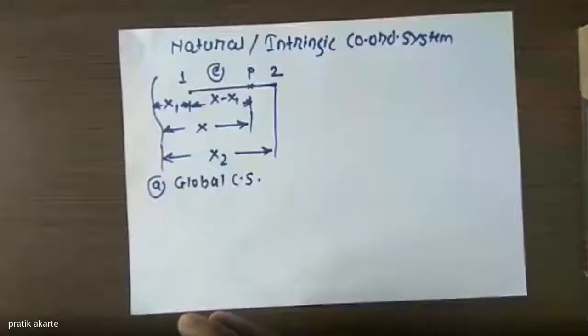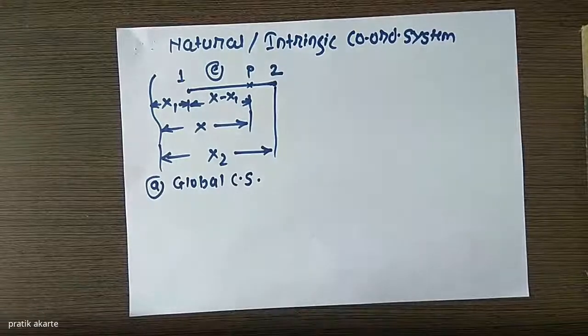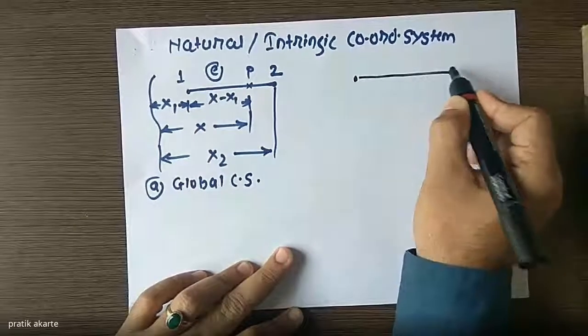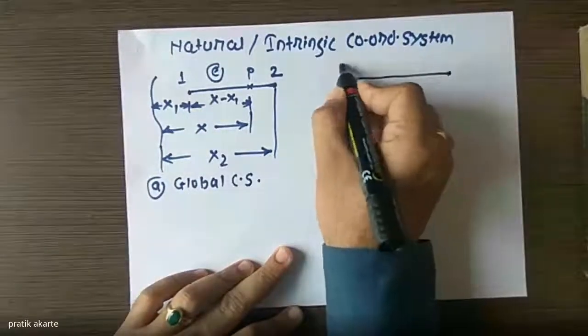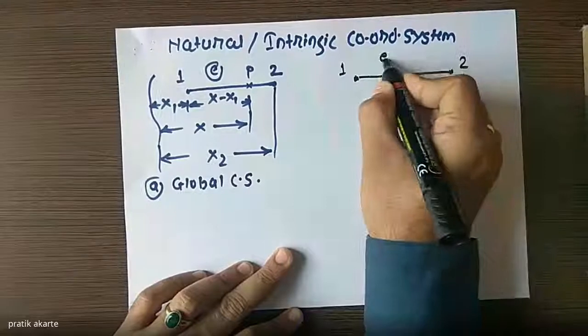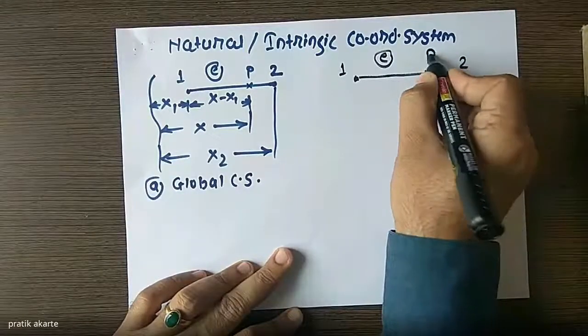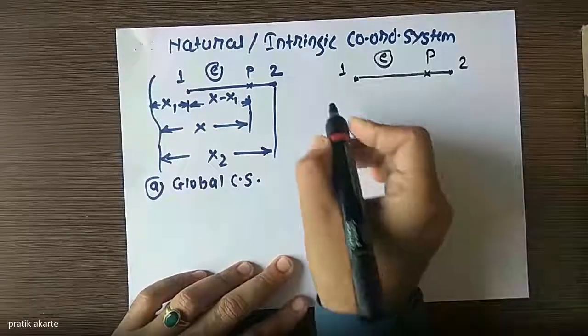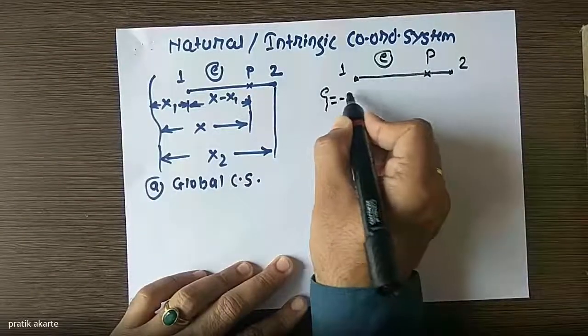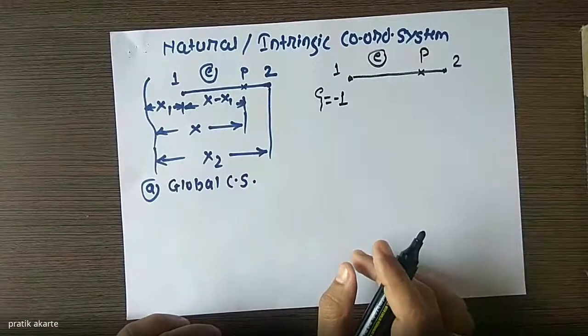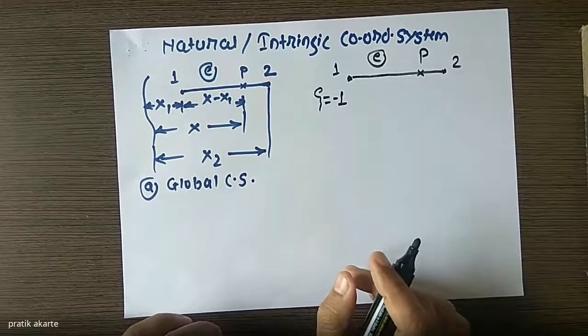Now we will represent the same element and nodes in the natural coordinate system. So we will represent the same element E in the natural coordinate system. So we are having point P. In the natural coordinate system, the coordinate is represented by zeta.